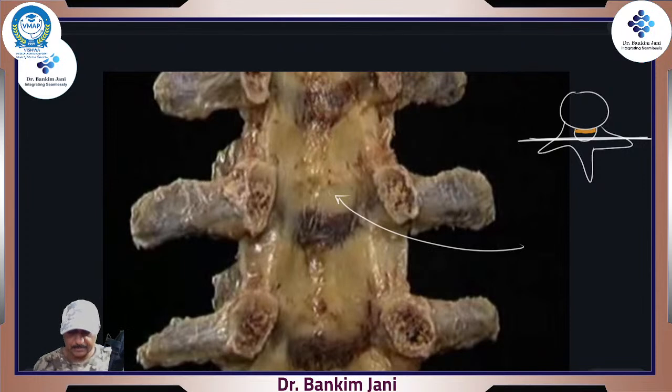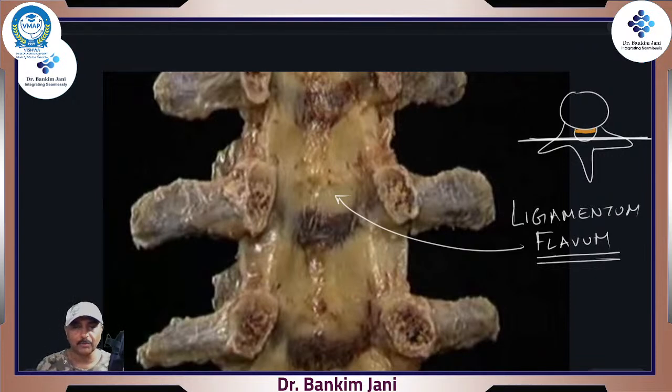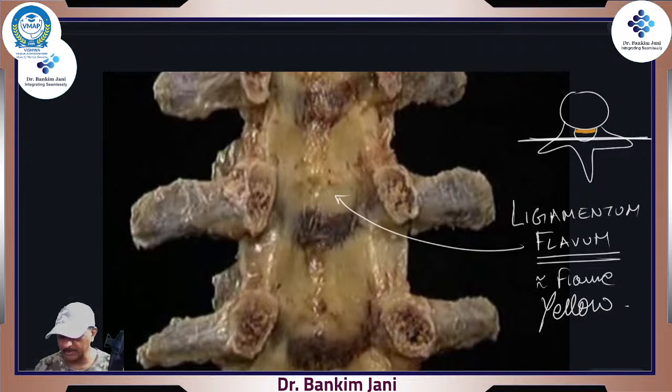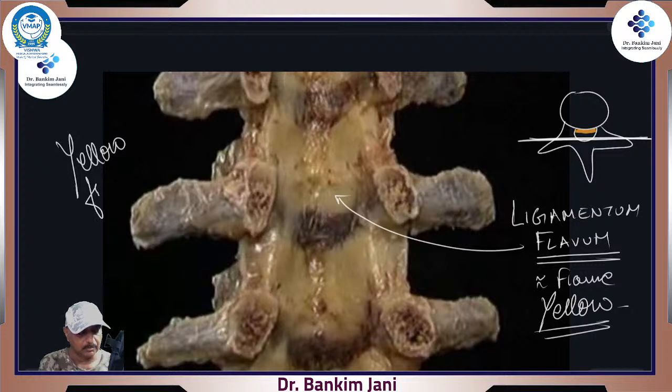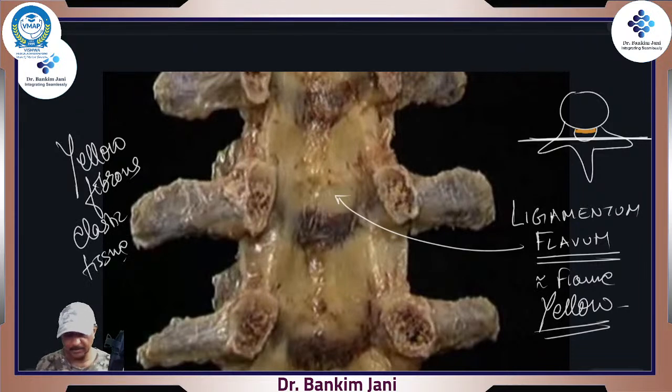And this yellowish structure is called the ligamentum flavum. Flavum stands for flame, something which is yellow. Now you can see that it is yellow. The reason behind it being yellow is that it has yellow fibrous elastic tissue. That's why it looks yellow. So far all good. What you are watching is the front of the vertebra.